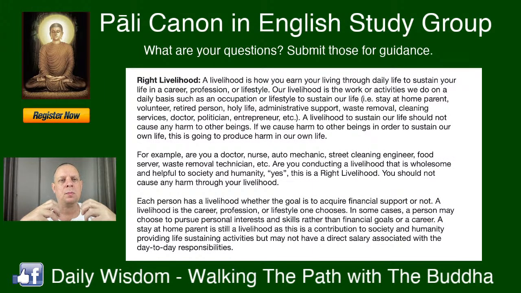Yeah, so the wrong livelihood for household practitioners is five trades, which is business in weapons, business in living beings, business in meats, business in substances that cause heedlessness, and business in poisons. So weapons, living beings, meat, substances that cause heedlessness, and poisons, because these are causing harm in the world. And that's the basis of wrong livelihood.